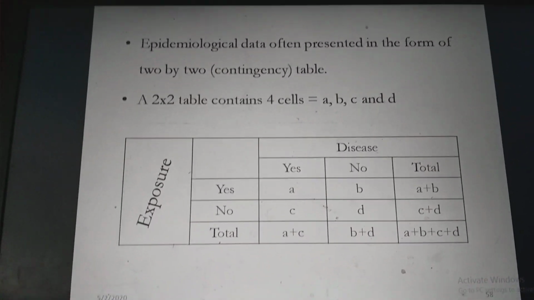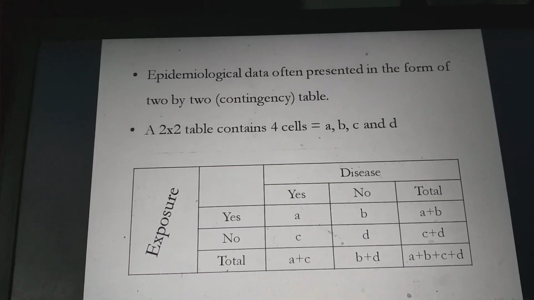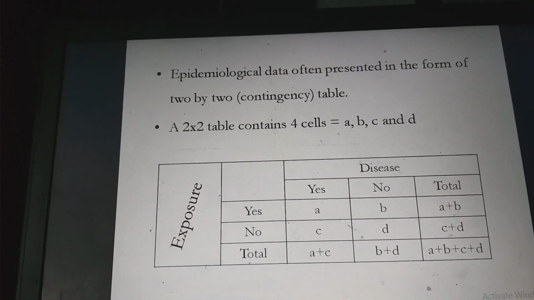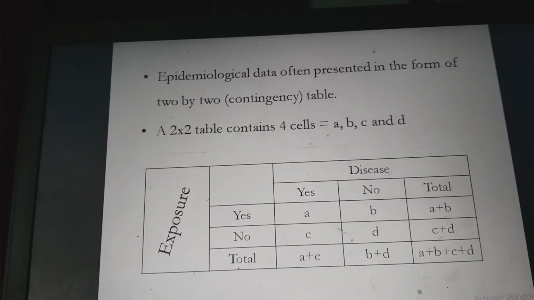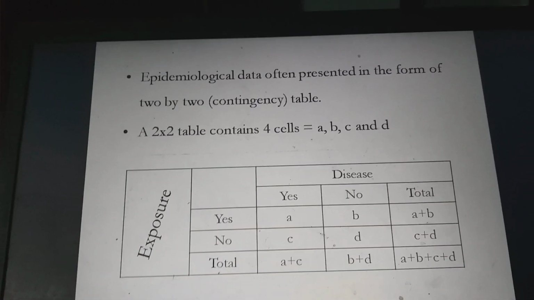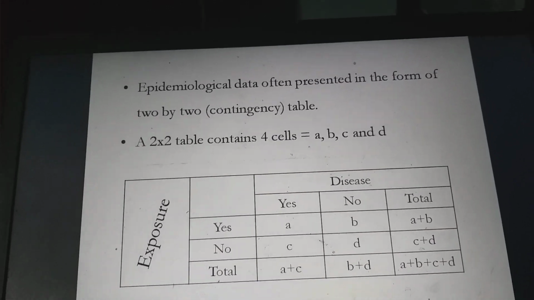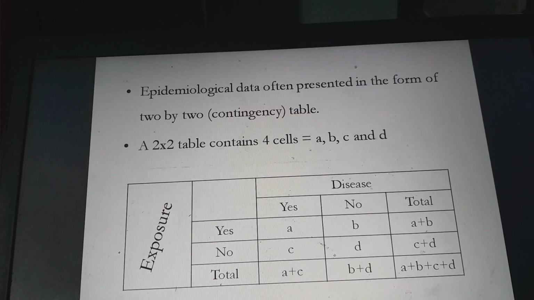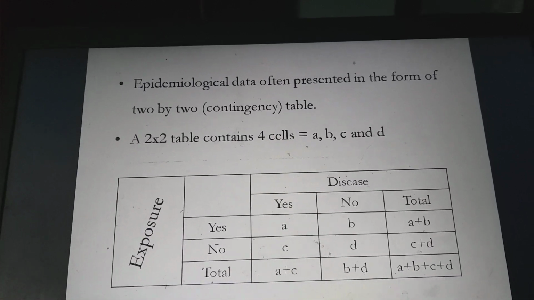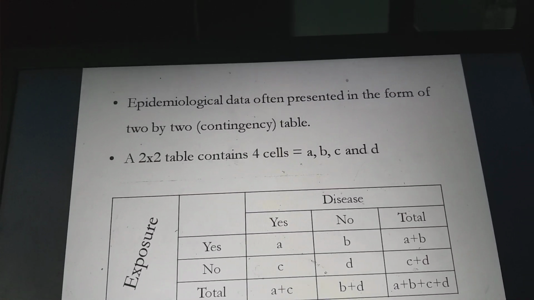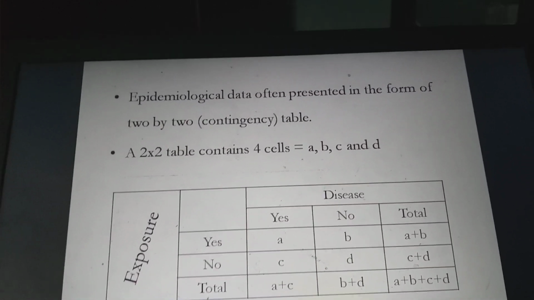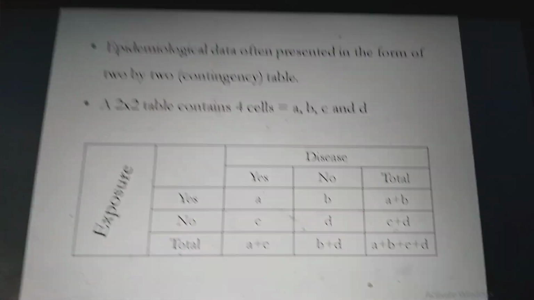Therefore, from this 2 by 2 table, A means those exposed who have the disease. B means those exposed who have no disease. C, those who have the disease but are not exposed. D, those who have no disease and are not exposed. From the rows, A plus B is the total number of individuals who are exposed. C plus D, total individuals who are not exposed. A plus C, total individuals with outcome or disease. B plus D, total individuals without disease. A plus B plus C plus D is the total number of the sample.